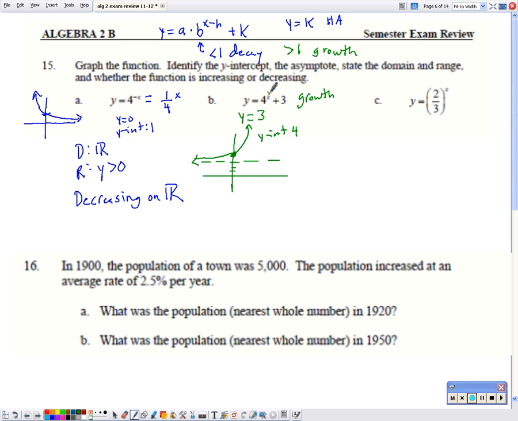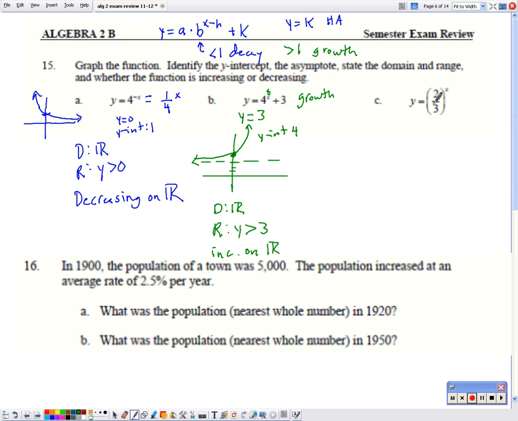Again, we put 0 in for x. 4 raised to 0 is 1. The domain is still going to be all real numbers. The range is going to be y is greater than 3, everything above the asymptote. And this is an increasing graph on the interval of all real numbers.